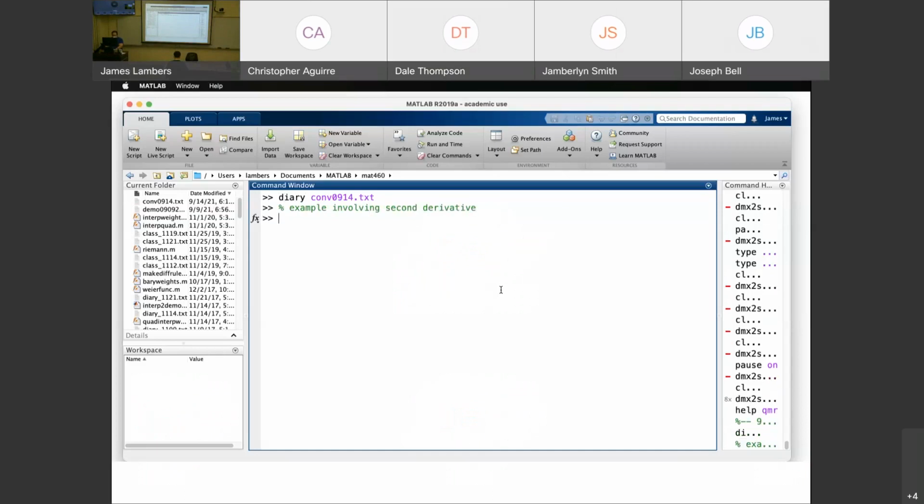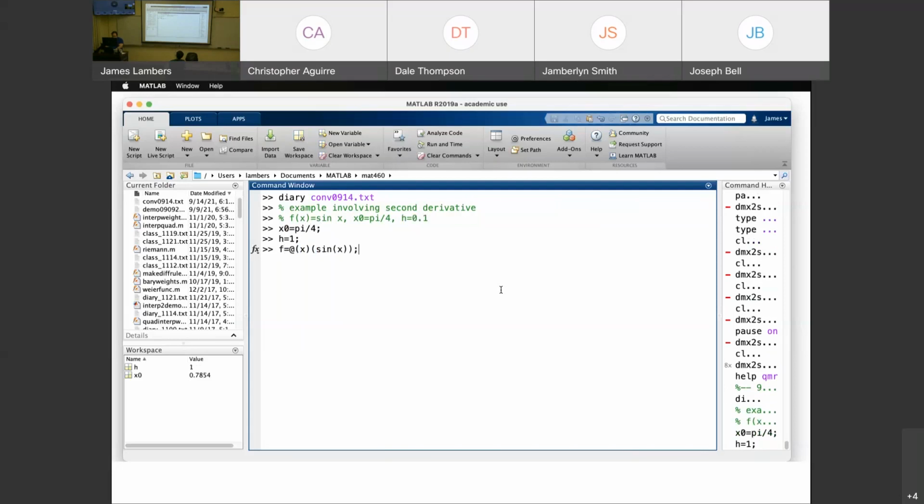So I'll do the table following the second derivative, and I'm going to let f of x be equal to something simple, like sine x, and I'll choose x naught equal to, let's say, pi over 4. And I'll choose h equal to 0.1. So I'll fill in those values. All right, so f is a function, just so I can say f of something, just to simplify the expressions.